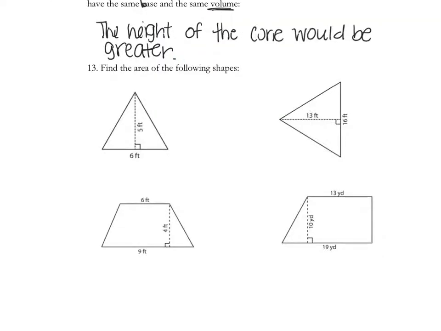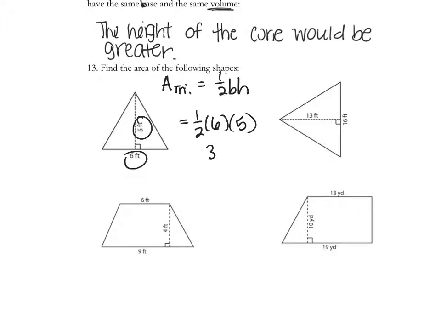Question 13 is asking us to find the area of the following shapes. So for our area of our triangle, that is 1/2 the base times the height. So we're just plugging in our base and our height. That's 1/2 times 6 times 5. Half of 6 is 3 times 5. That's 15 feet squared.